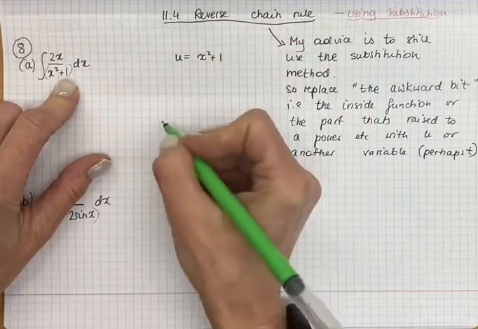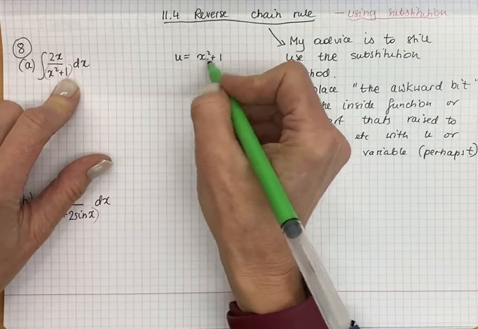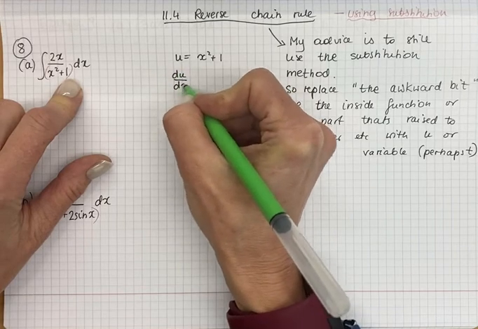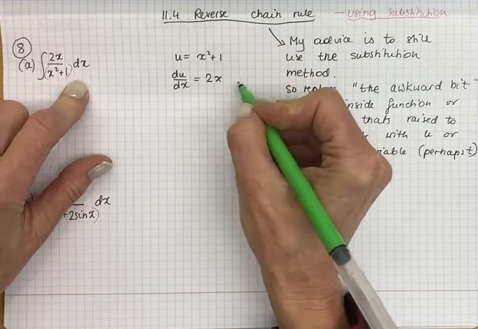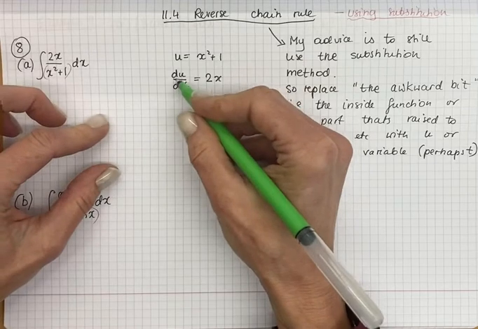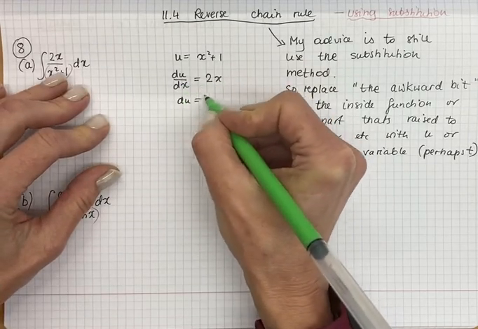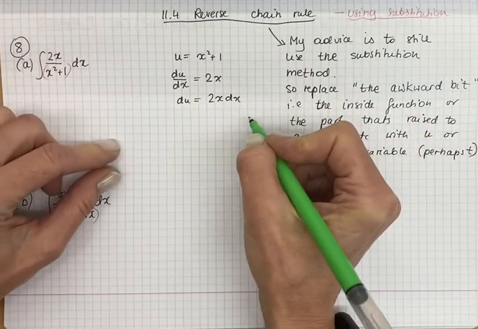So I'm interested in replacing this first of all. As soon as you decide on your substitution, you need to differentiate it. So these two steps are crucial. So that is going to be 2x. And here we're going to do something that's a little bit strange, because we're going to treat du dx as if it was a fraction. So you're going to separate these, multiply it by dx if you like, but it's not really the case.